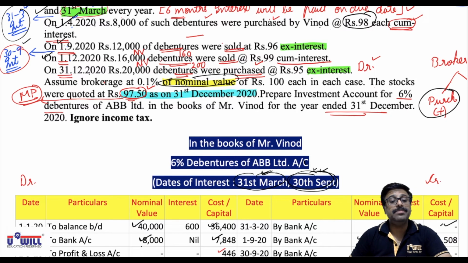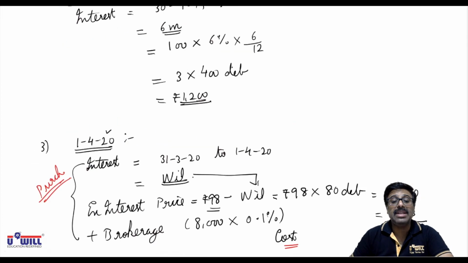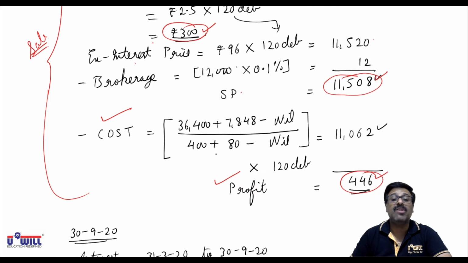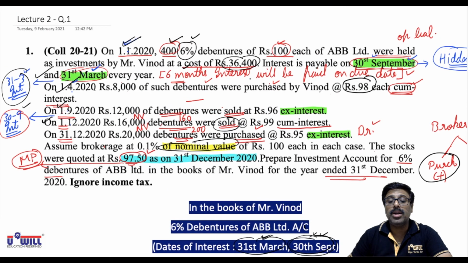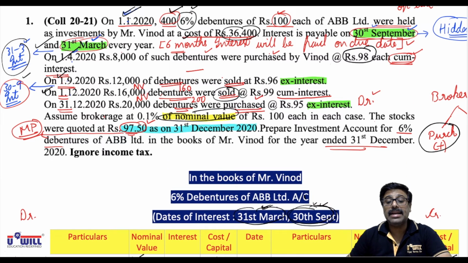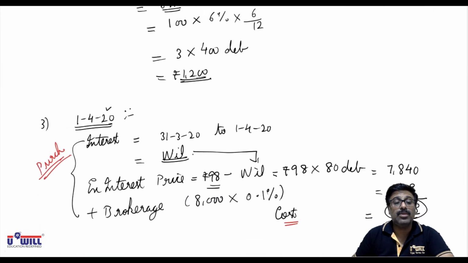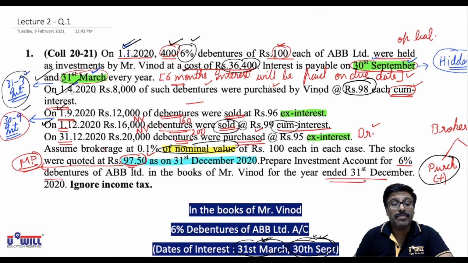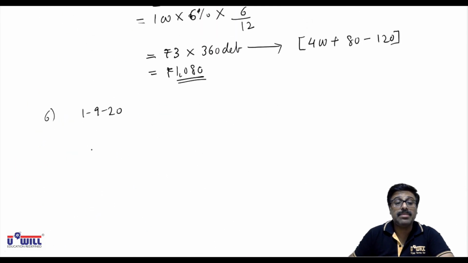Now 1st December. On 1st December 2020, rupees 16,000 debentures are again sold. Sold means this lengthy calculation again: interest, ex-interest price, cost and profit. They are sold at rupees 99, cum interest, so even the ex-interest price we will have to find. Let us make the workings now. 6th working. 1st December. 1st September is already done.